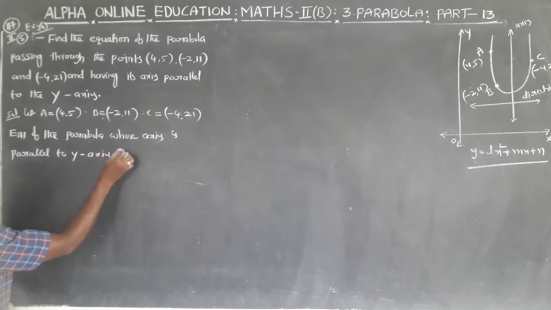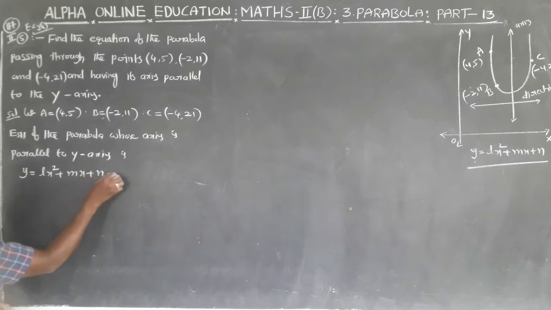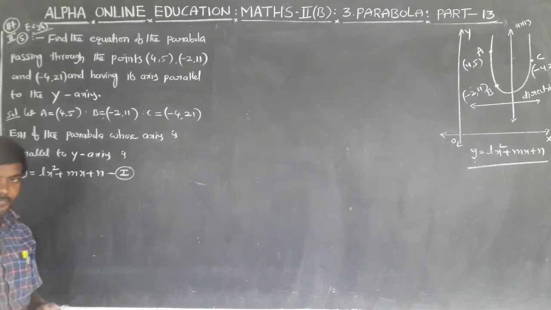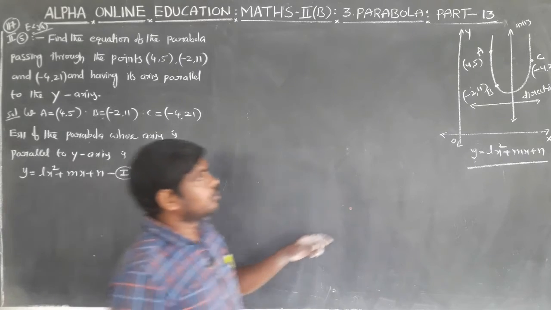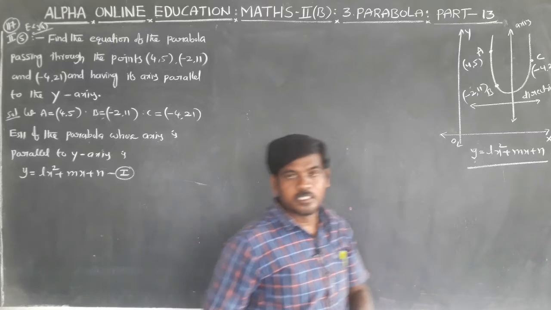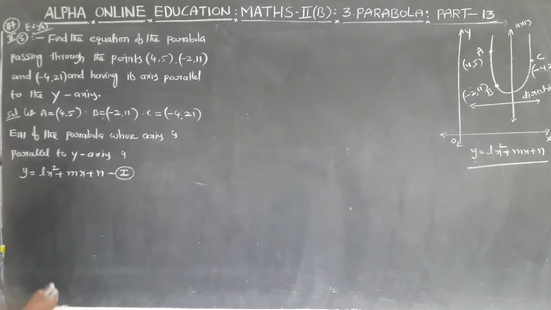The equation of the parabola whose axis is parallel to the y-axis is y is equal to Lx square plus mx plus n. Here L, M, n are real numbers. Here the parabola 1 is passing through the 3 points. Substitute the 3 points on the parabola, getting 3 equations.